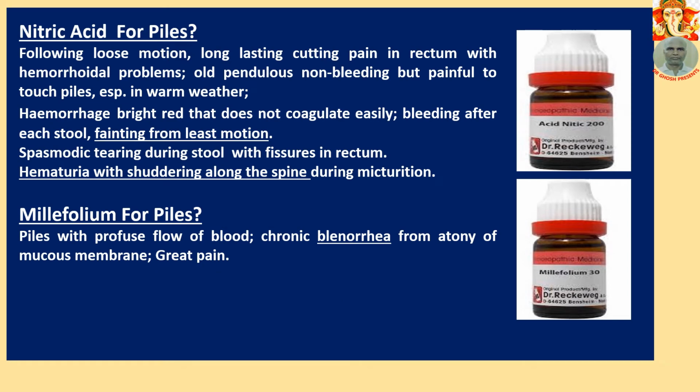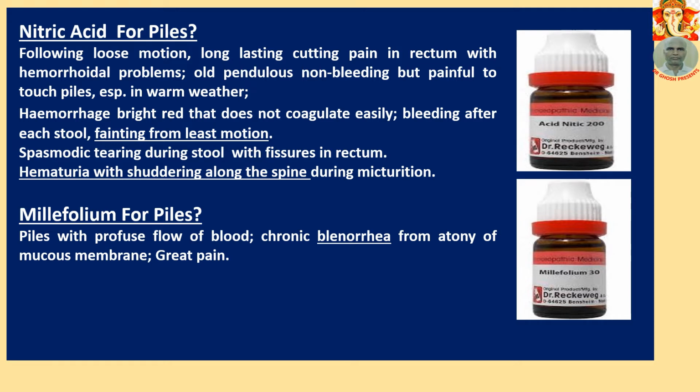Nitric acid for piles. Following loose motions, long-lasting cutting pain in rectum with hemorrhoidal problems. Old, pendulous, non-bleeding but painful to touch, especially in warm weather. Hemorrhage bright red that doesn't coagulate easily. Bleeding after each stool, fainting from least motion. Spasmodic tearing during stool with fissures in rectum. Better to see fissure in ano. Hematuria with shuddering along the spine during micturition.